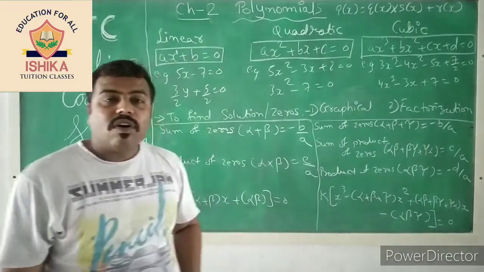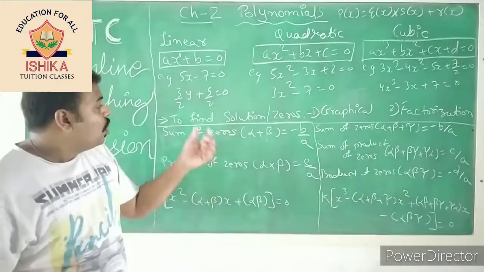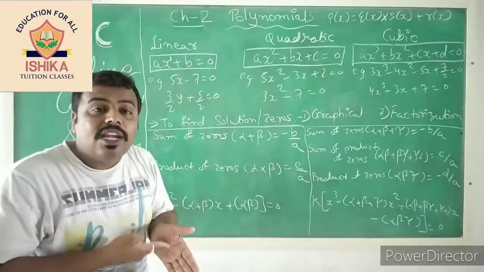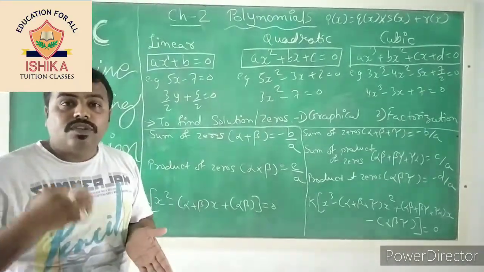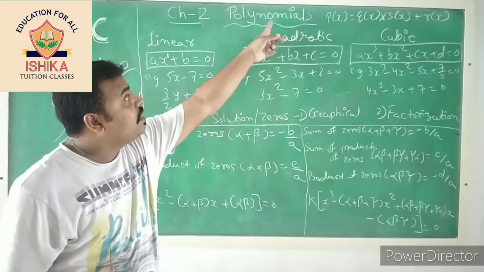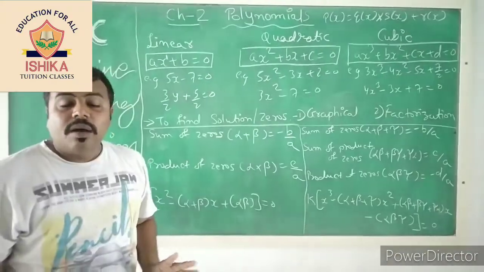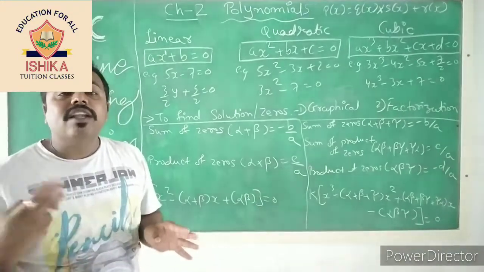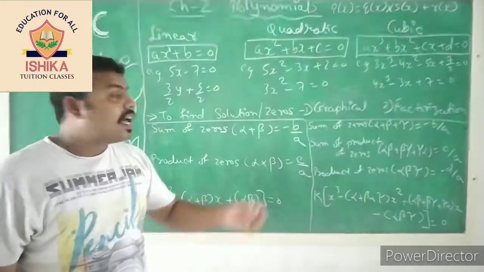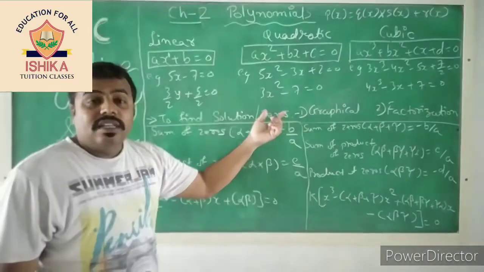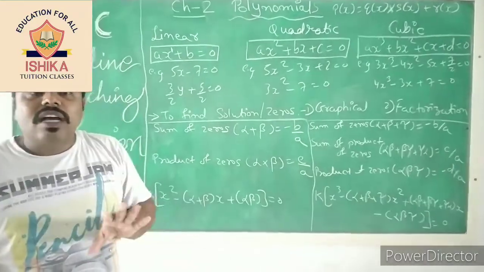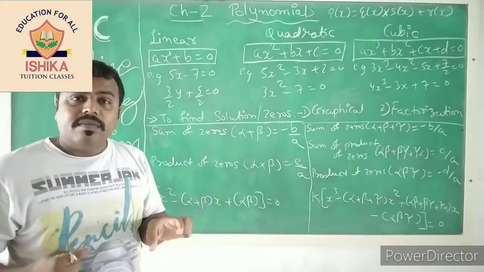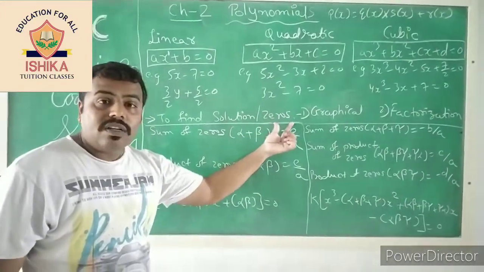Now moving forward to our next topic, that is to find the solution. Solution in terms of the value of our variable, which we call zeros in this chapter on polynomials. It means after solving the equation we get different values for x. Those values are considered as zeros. These zeros do not mean that the values are zero, but any value which comes for our variable is called solution or zero.